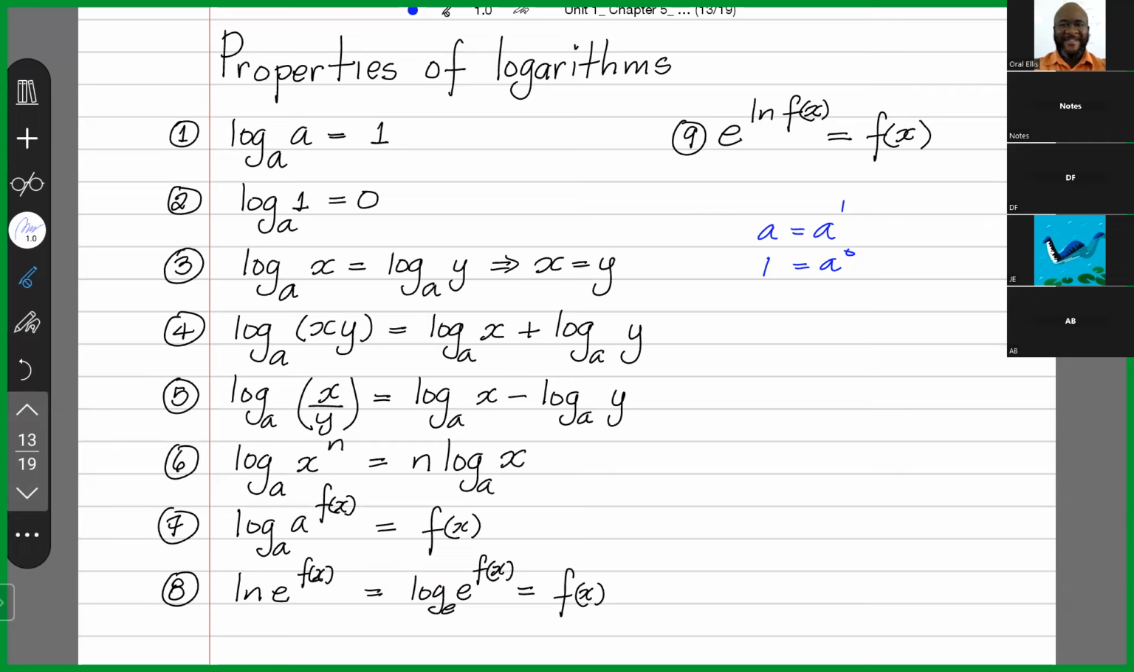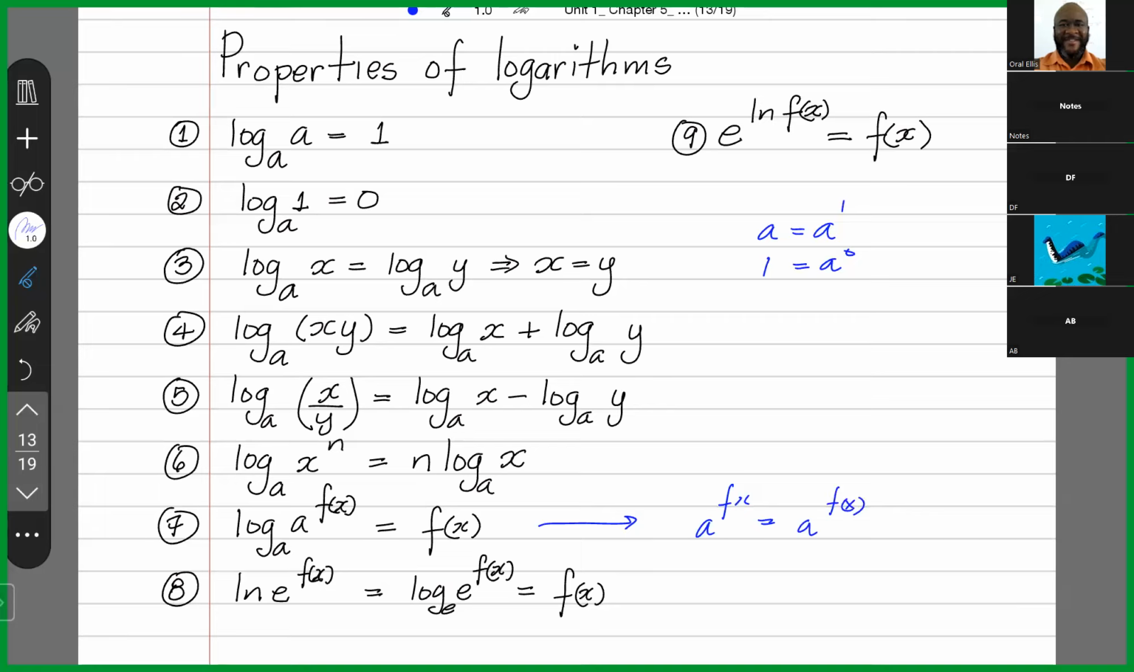Here it is, law 7: the log to the base a of a raised to the power f of x is equal to f of x. And again, the obviousness of these laws becomes apparent when you move from the log form to the index form. Because looking at this, if I move from the log form to the index form, what I'm going to have is the number a to the f of x, which is the number, is equal to a to the f of x, which is the power.